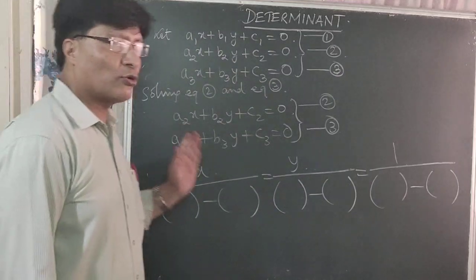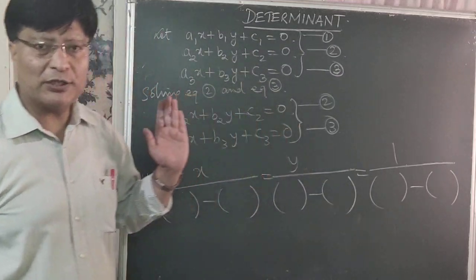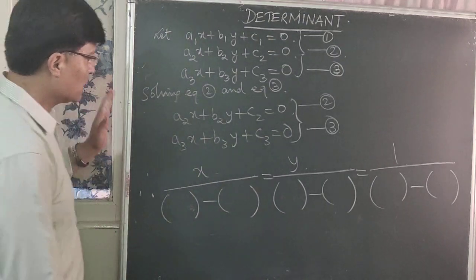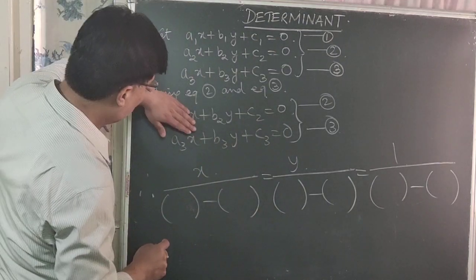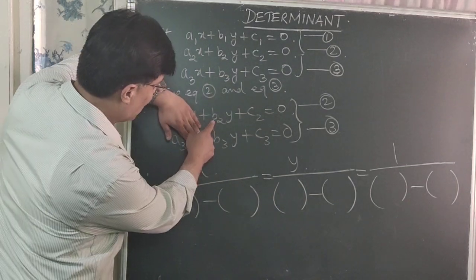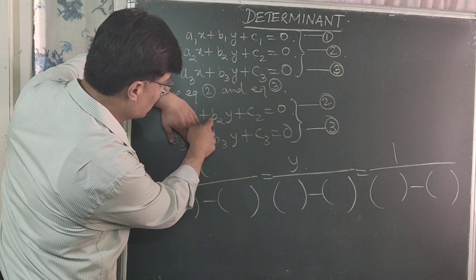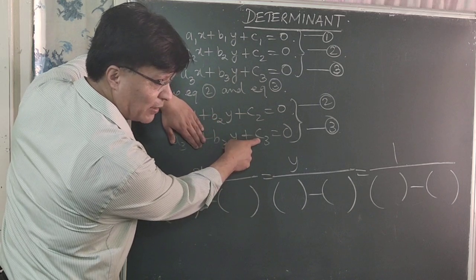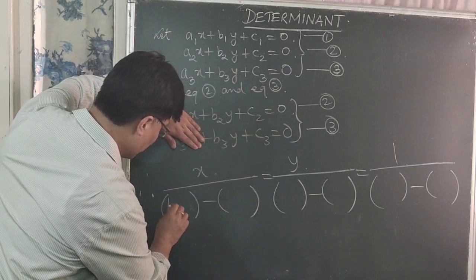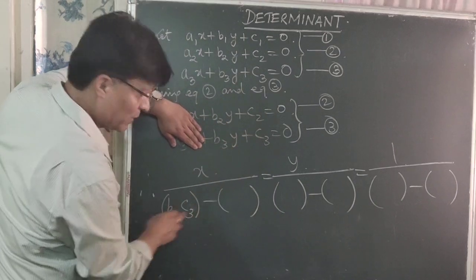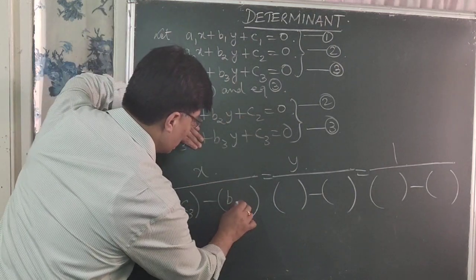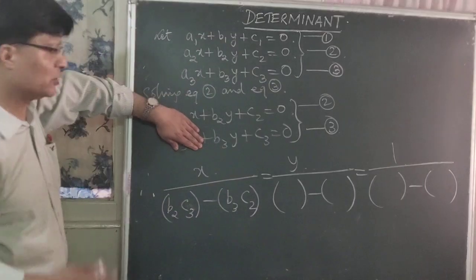Now let us do cross multiplication method, this solve is known as cross multiplication method. Okay, so now x upon... b2 c3 minus then b3 c2. यसको काम कम्प्लिट भयो.